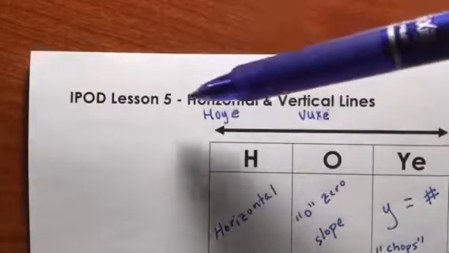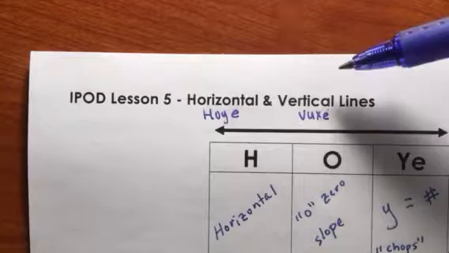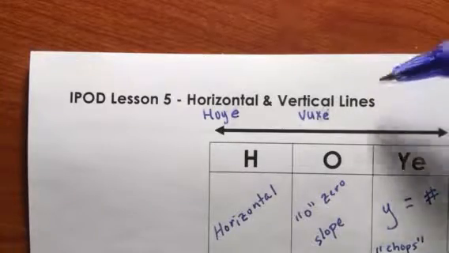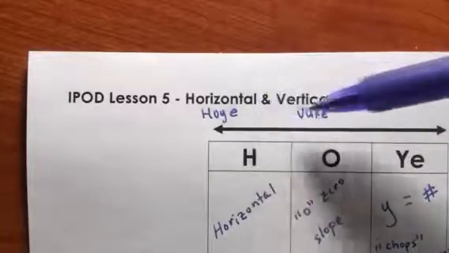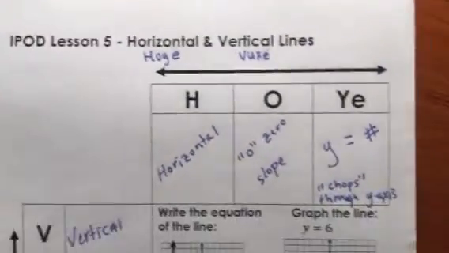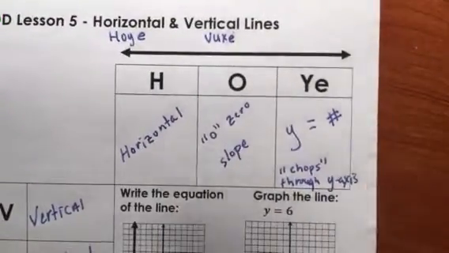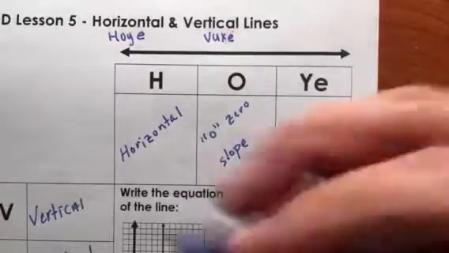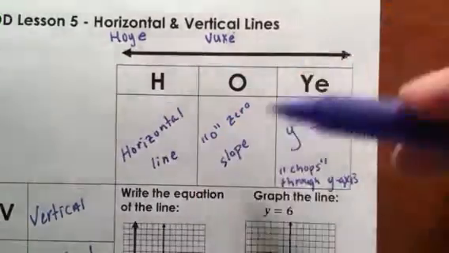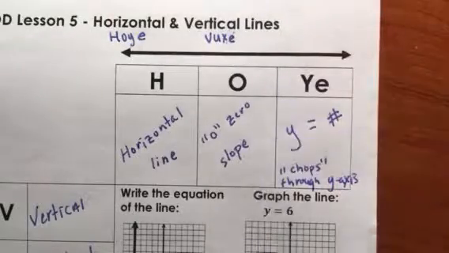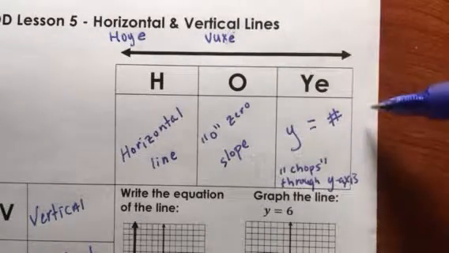Today we'll be covering lesson 5, horizontal and vertical lines, and the way we'll approach this will be HOYe. So what does HOYe mean? HOYe is horizontal line, a zero slope, and a y equals a number.